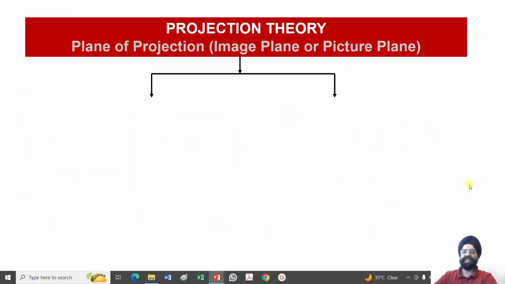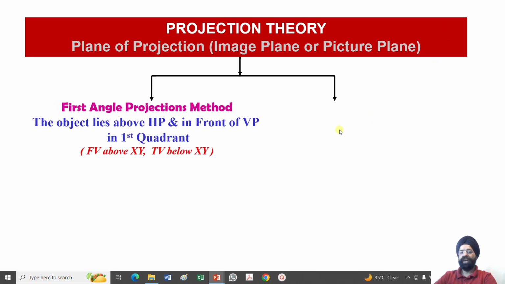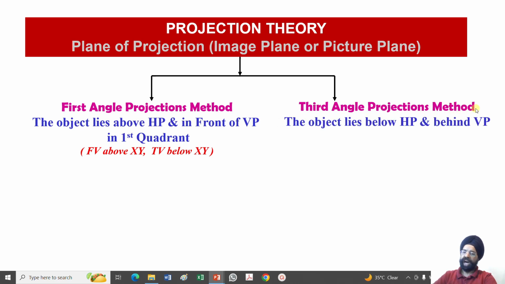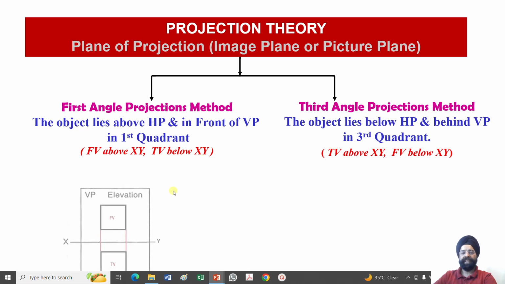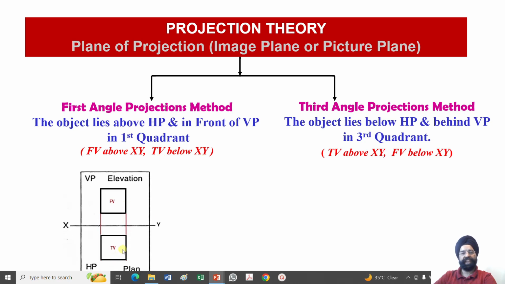Now we are going to discuss the second projection theory, that is based upon whether the object lies in the first quadrant or the third quadrant. We already understood how the projections are drawn in the first as well as the third quadrant. We have understood that in the first quadrant, the front view lies above xy, the top view lies below xy. So this is the example which we have already drawn.